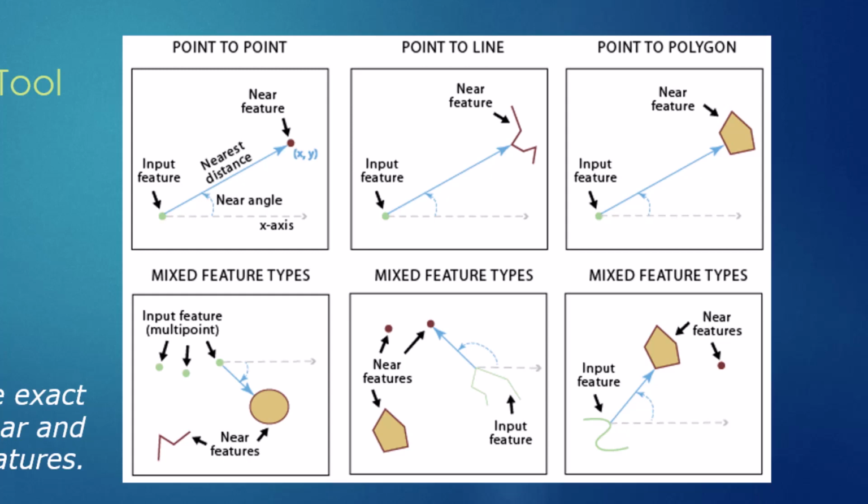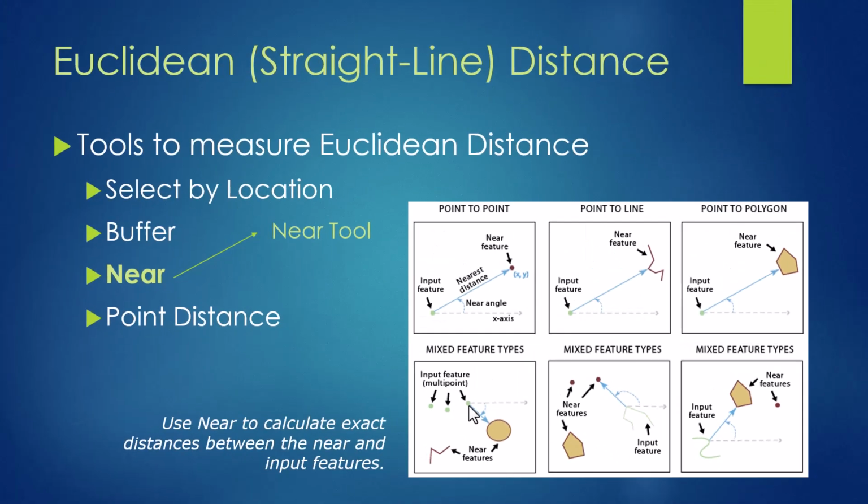So the near tool has only one limitation, and that is that it can only find the nearest feature in another data set, meaning that there is a one-to-one relationship in the input layer. So for example, you can find out the distance from this point to the nearest feature, which is this circle, but not the distance from this same point to another feature. So it finds only the nearest distance to the next feature.